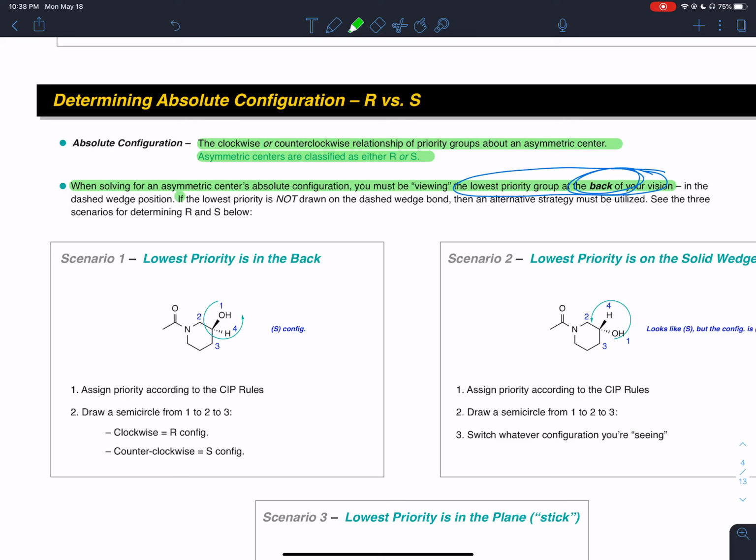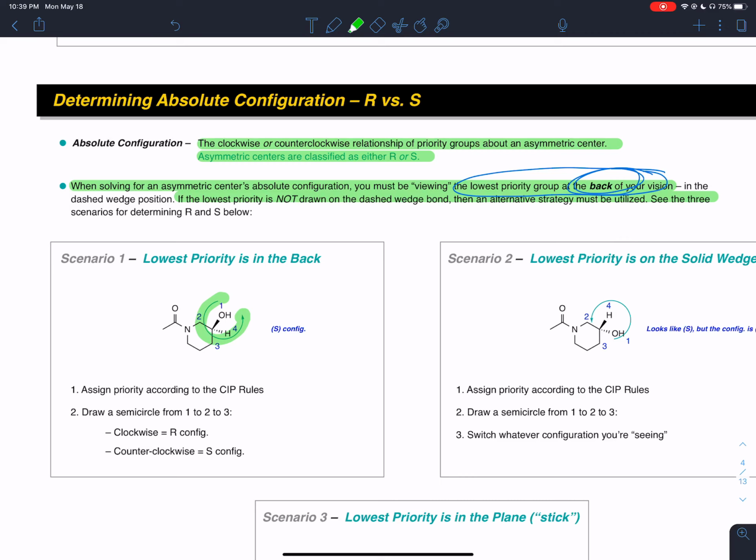Now if the lowest priority is not drawn on the dash wedge bond or at the back of our vision, we have to use an alternative strategy to solve in a way where it essentially is in the back, okay? And you'll see what I mean by that in our subsequent videos here. But again, we need to have that lowest priority group in the back, and when we do that, we are going to make a little semicircle going from priority group 1 to 2 to 3, and we're going to look at the relative clockwise counterclockwise relationship of those priority groups, okay?